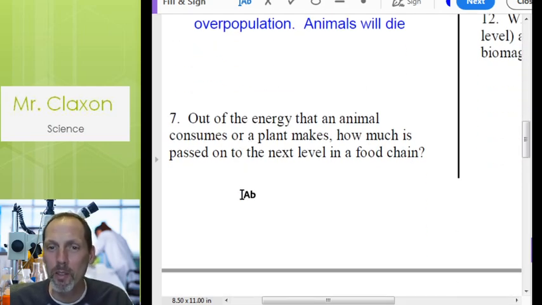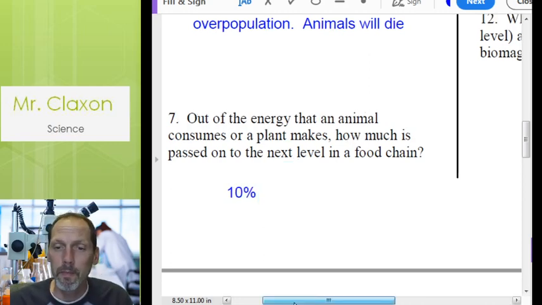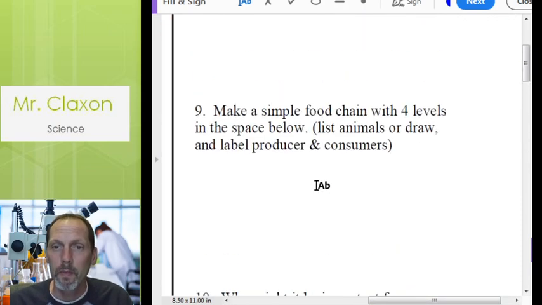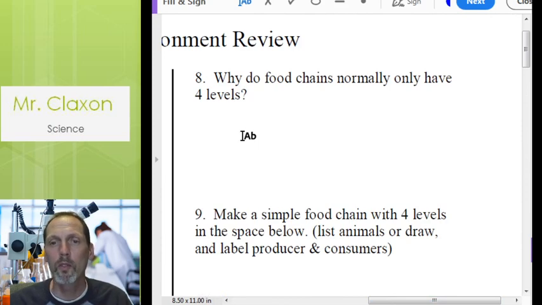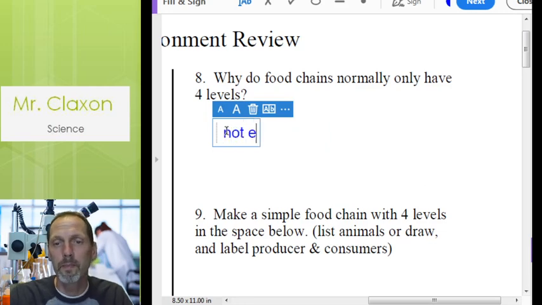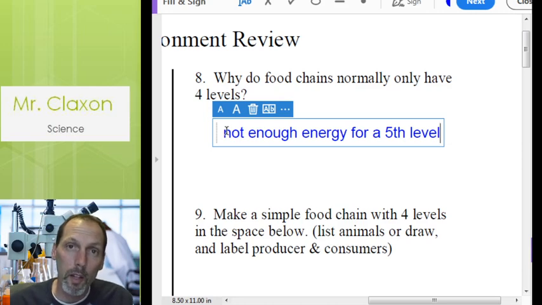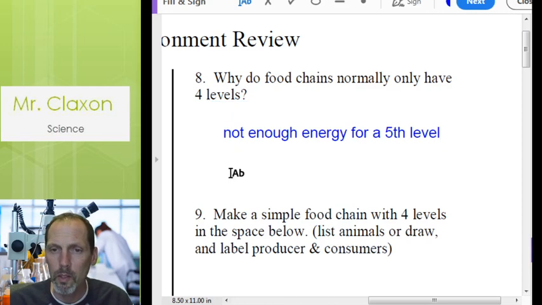Out of the energy that an animal consumes or a plant makes, what gets passed on to the next level? Well, we call this the 10% rule. So it's only 10%. Let me scroll back up here. Find question 8. What do food chains normally have? Why do they have 4 levels? Now, I'm just going to put the word energy, or not enough energy. By the time you get 10% of 10% of 10%, you don't have much left. So there's not enough energy for that last predator to only eat the animal in that food chain. So that's the answer you want to remember.